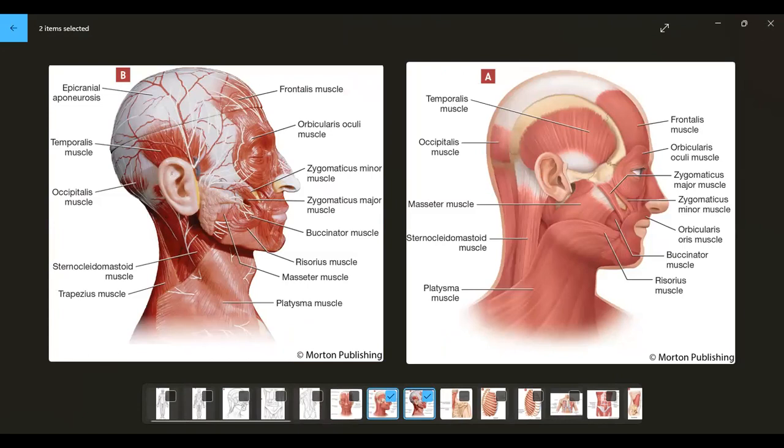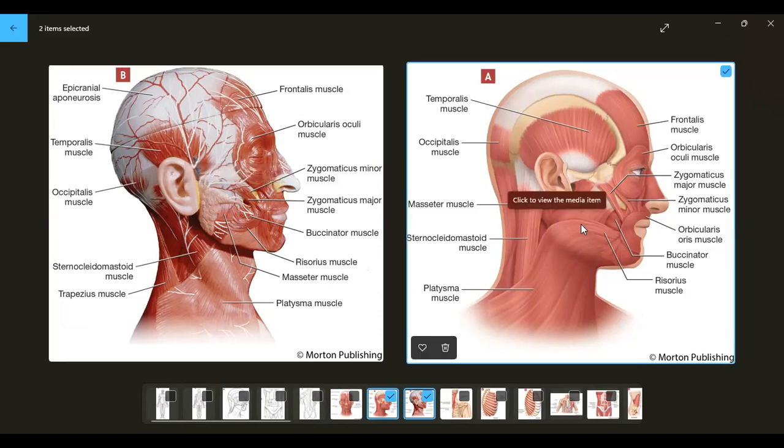When we get to the masseter muscle, you can see it well on both pictures here. Here is the masseter muscle. On this model picture, we can see the masseter muscle kind of underneath this here. This gland here on the muscle, that's the parotid gland.